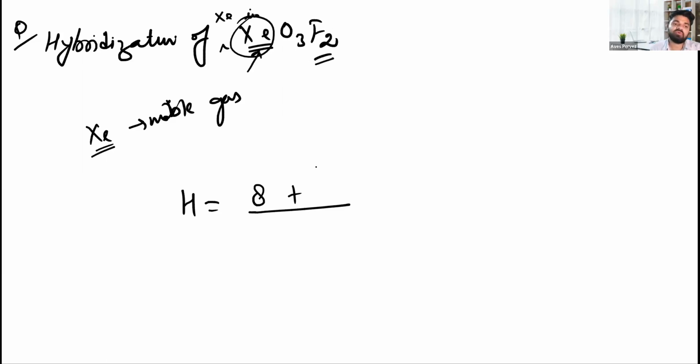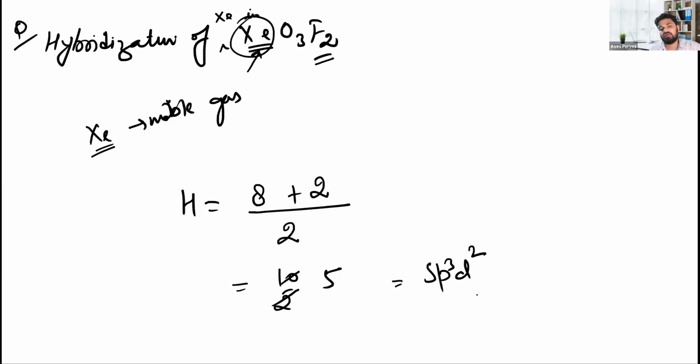F2 means 2 fluorine atoms are monovalent. There is no charge, so we will not write it. We will divide by 2. We'll get 10 divided by 2, you will get 5. And when you have the number 5, then you have sp3d. Sorry, not sp3d2, sp3d only. Understood?